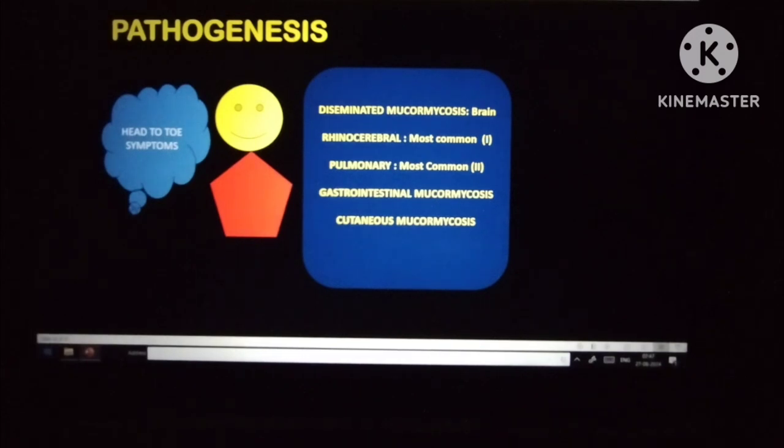So the clinical forms you can remember like head to toe symptoms, okay. So first it is disseminated, brain. Next rhinocerebral, pulmonary, gastrointestinal and cutaneous. So starting from the head, the most common form here is rhinocerebral. Second most common is pulmonary.